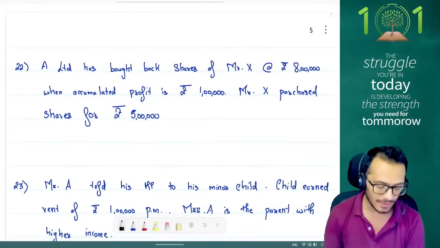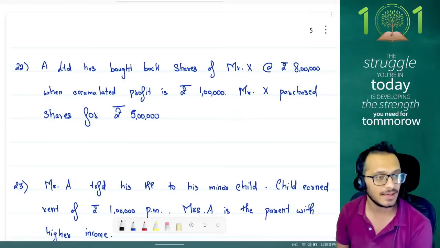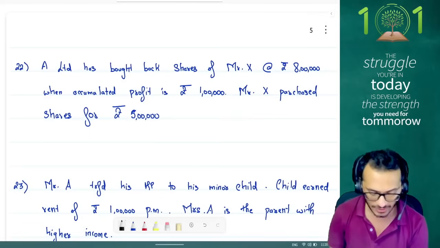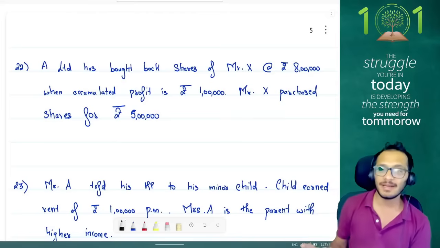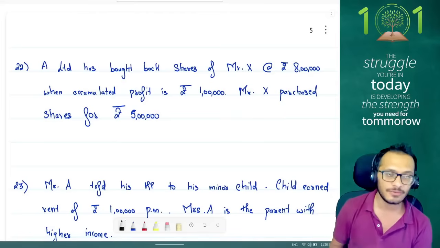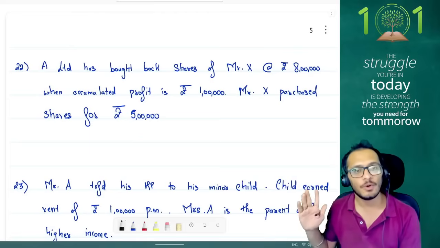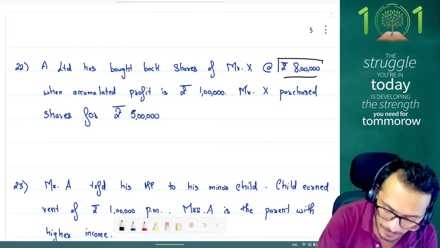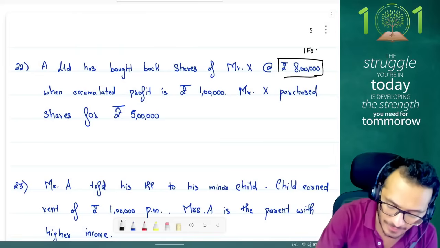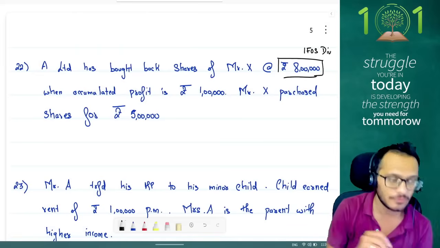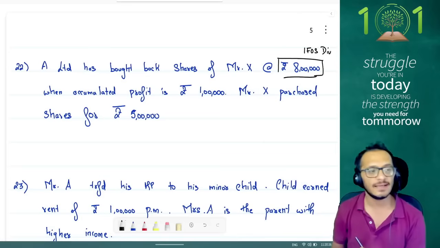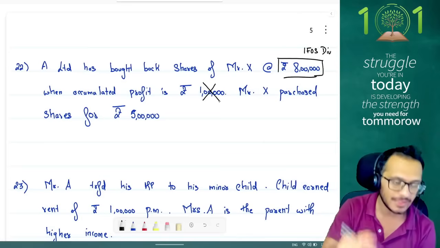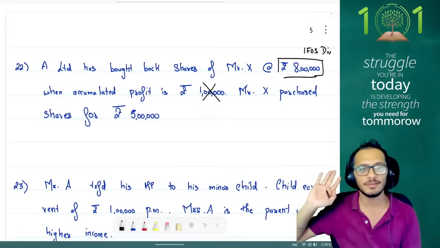X at 8 lakh rupees when the accumulated profit is only 1 lakh rupee. Mr. X is purchasing the shares for 5 lakh rupees. People, buyback dividend, the current year amendment clarifies that when it comes to buyback dividend, whatever money you have received will be fully taxable as IFOS dividends. Yes, so full taxability of IFOS dividends of the 8 lakh rupees. The accumulated profit does not matter. I am not bothered about the accumulated profit.